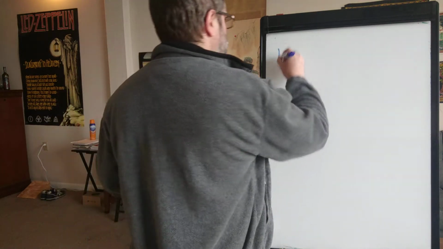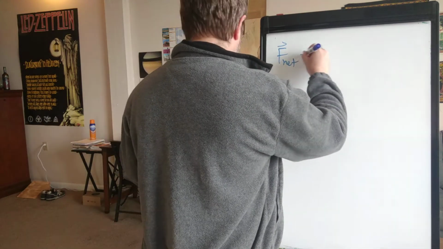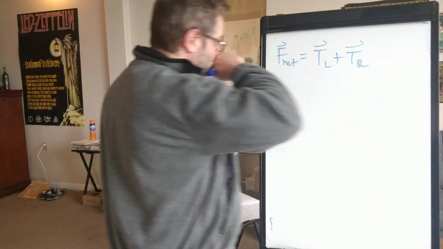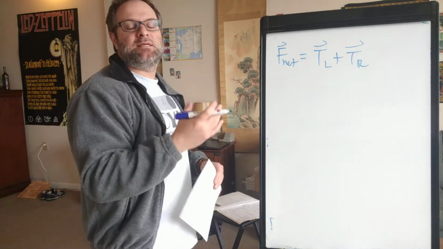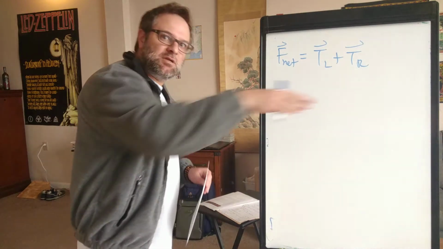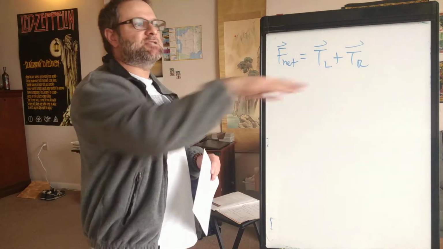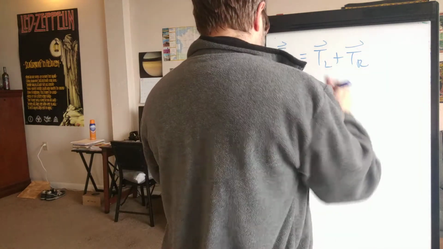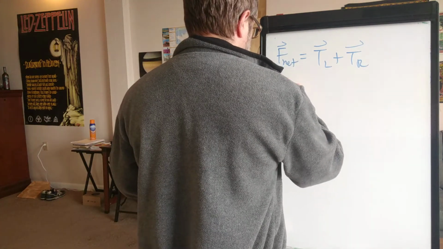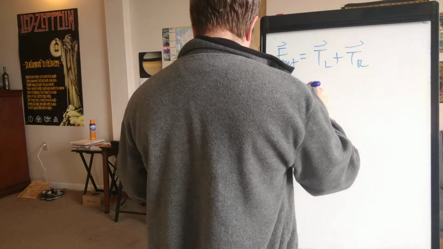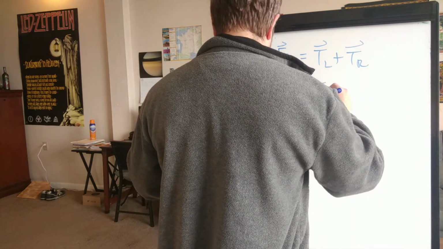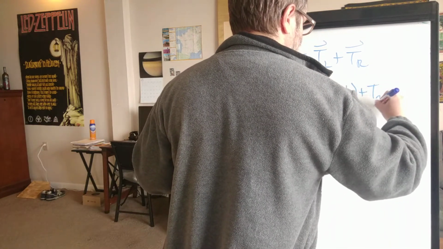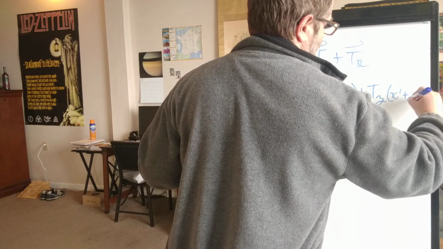So we know that our F net is just going to be equal to those two tensions, the tension on the left and the tension on the right. I've already claimed the x tensions are going to cancel out because the rope's not moving in the x direction or stretching or compressing, we assume. So our F net in the y direction is going to be equal to Ty at x prime plus Ty at x prime plus delta x.